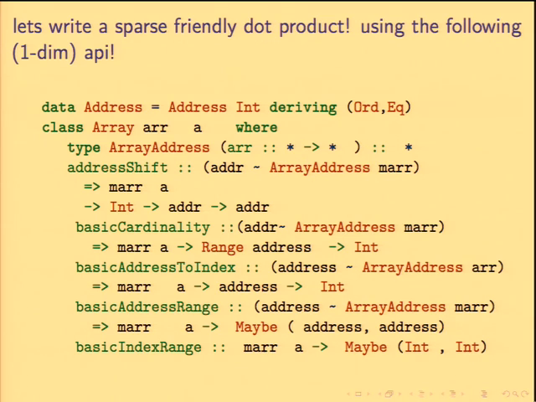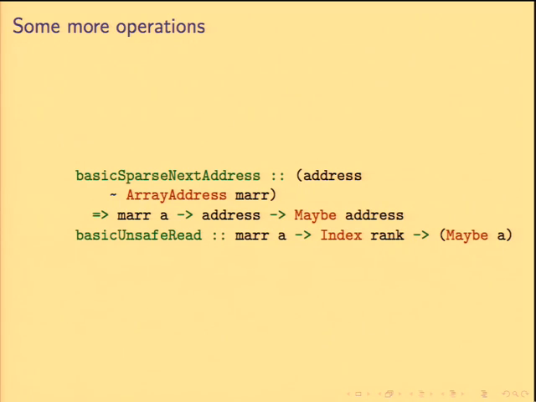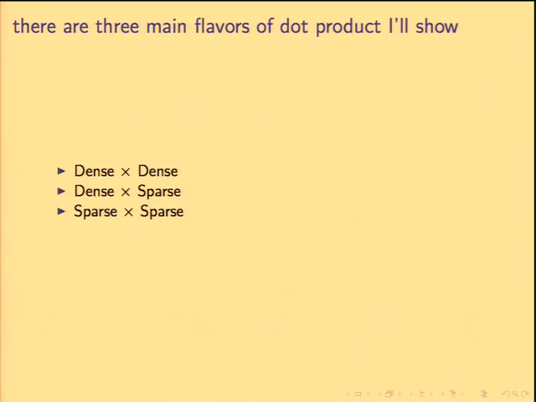If we click through, I can also read from a location, and I can say give me the next valid address if it exists. There's a bunch of other stuff, but this is all I really need to demonstrate writing some code. For writing a dot product, there are actually 3 different algorithms you'd want to use, and with a few tricks, just using that interface, you can detect which of these 3 cases you're in. Again, I'll only be showing part of that. Basically, it's 2 dense vectors, a dense and a sparse vector, or 2 sparse vectors.